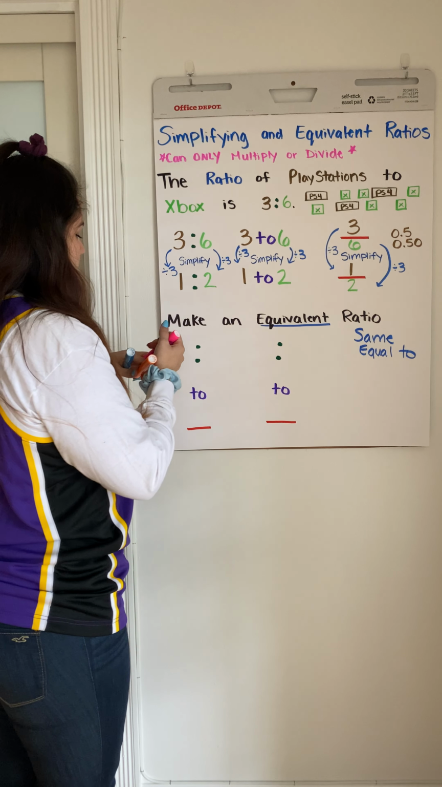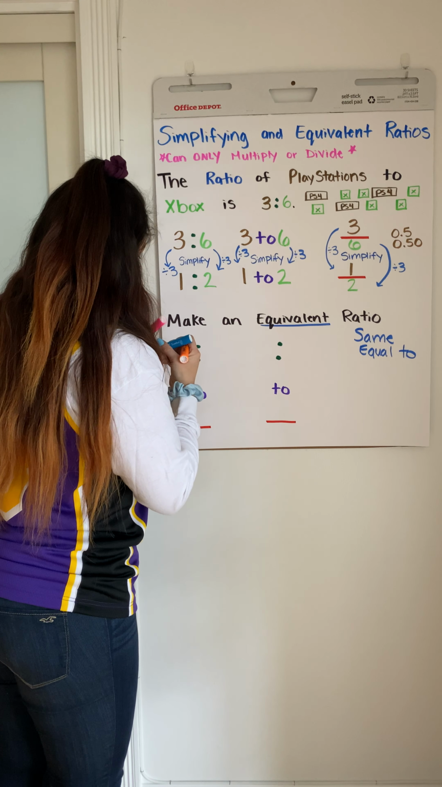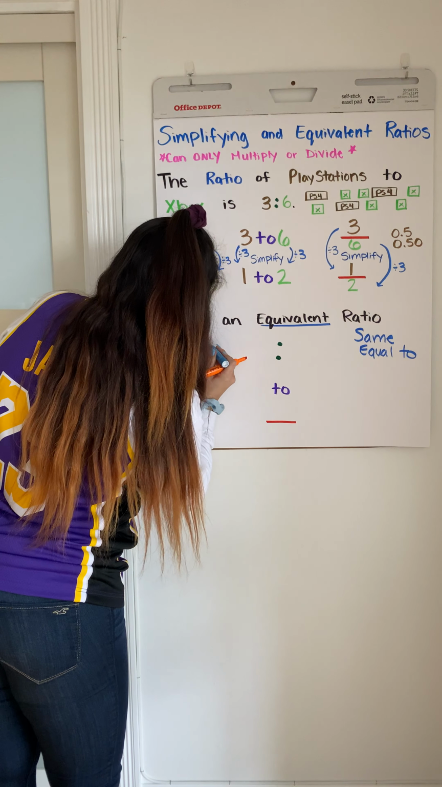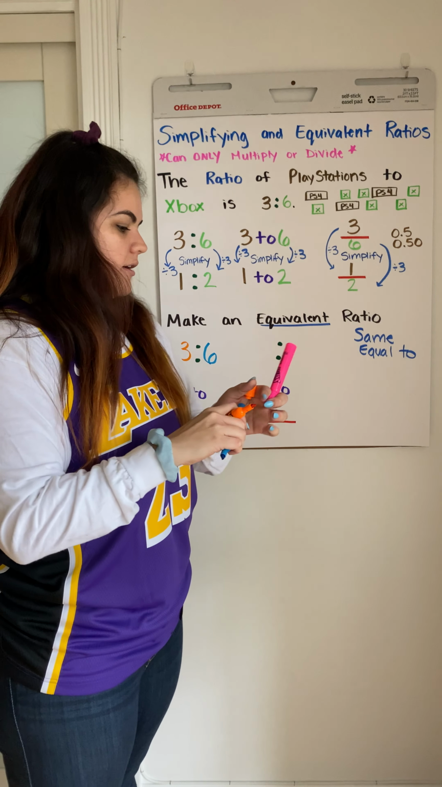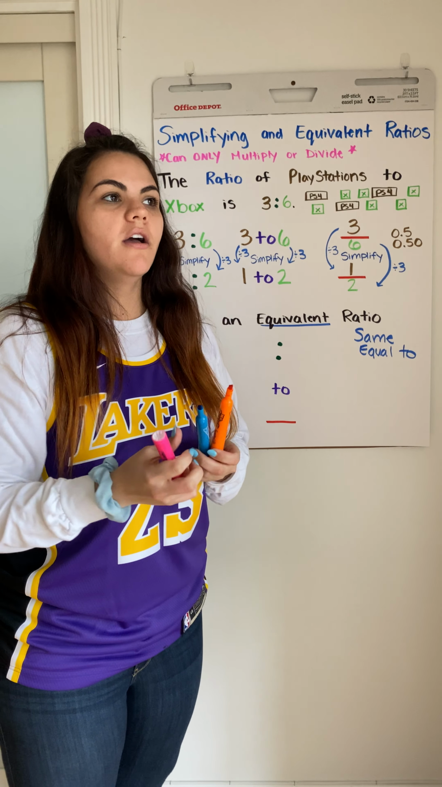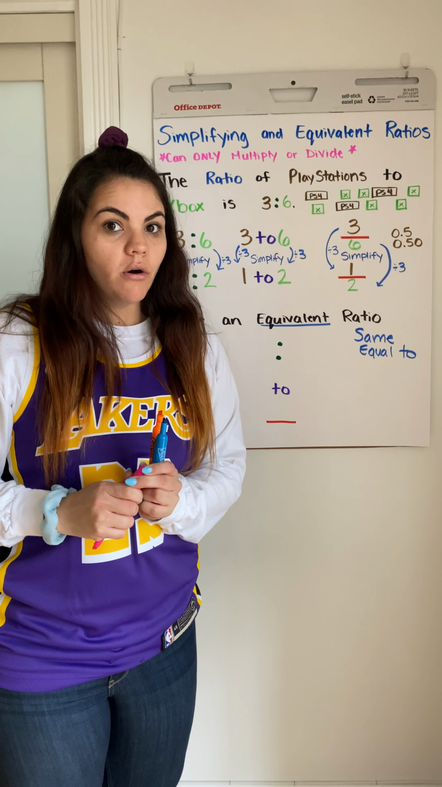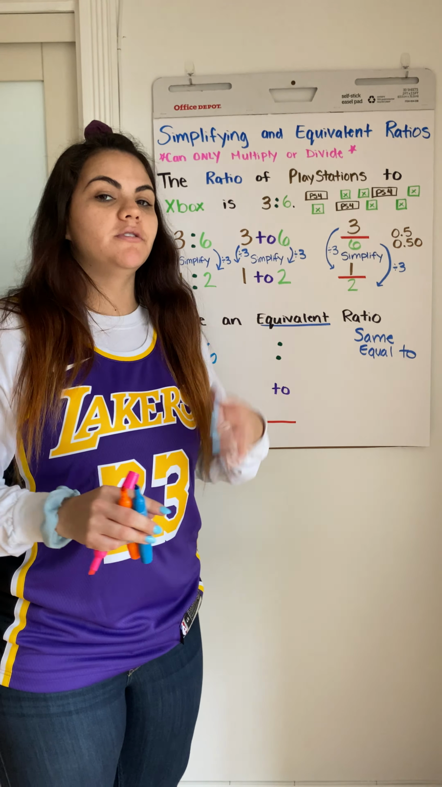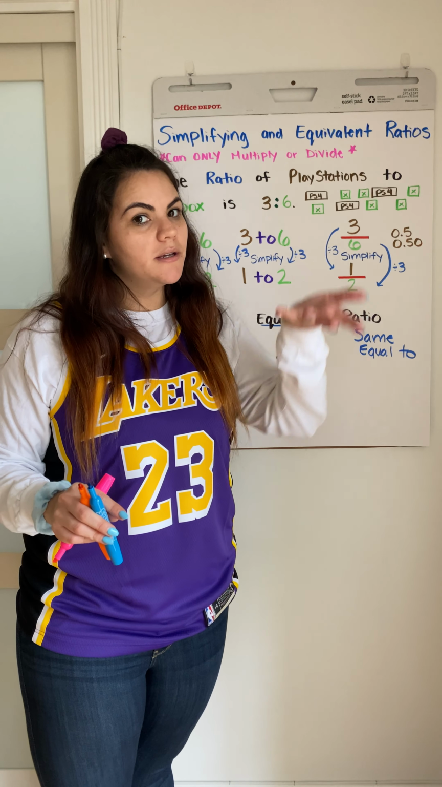So I'm going to use these, and I'm going to say 3, sorry guys, to 6. All right, so now I need to see how I can make it equivalent. How can I make another ratio that is just like that? So I can either divide or now I can multiply. A little easier. Remember that when you divide, you're making things smaller, and when you're multiplying, you're making things bigger.